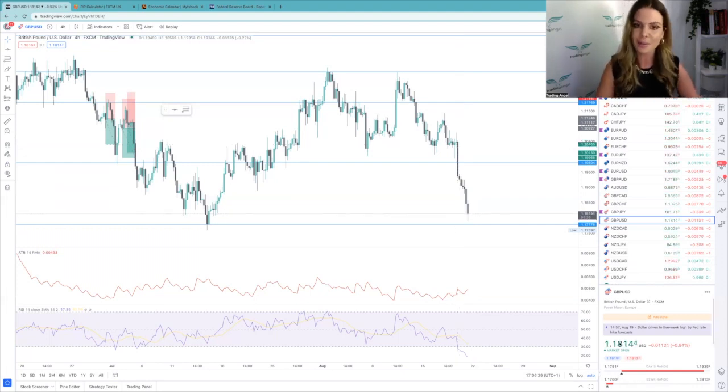So to conclude, I think both price action and indicators can be really useful for your trading. I think that they can work alongside each other, and I think that they serve different purposes.